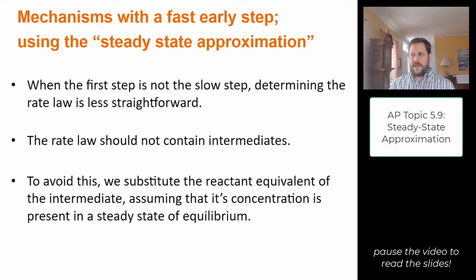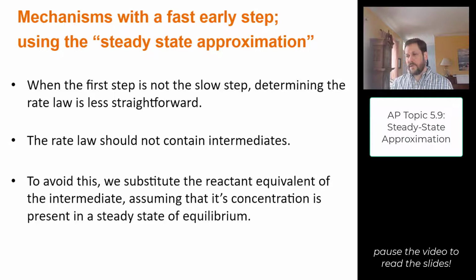We'll look at one other idea here which emerges when a mechanism has an early fast step. So when the early steps are not rate limiting, then there can sometimes be a bit more of a complicated solution to determining the rate law from the mechanism. The problem is that our rate law really should not contain intermediates. And if we have a slow step being like the second or third step in a reaction, it's likely that that slow step will contain some intermediates, which we don't really want to include in our rate law.